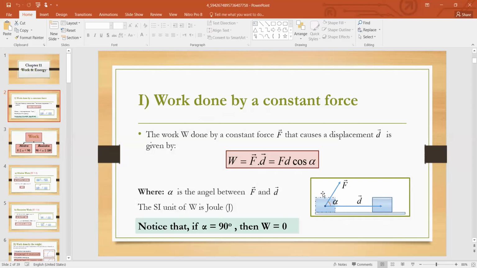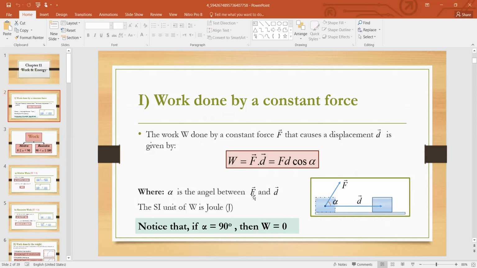Work equals F vector dot D vector, equal to F times D times cosine alpha. Alpha is the angle between the force and the displacement. The unit of work is joule. Work is a scalar quantity. It is not a vector quantity.